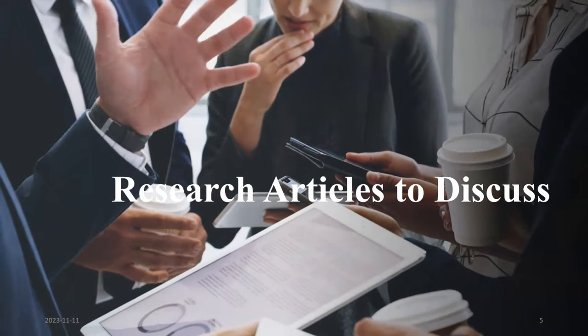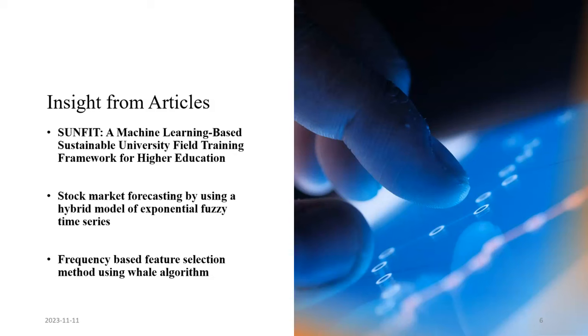So the first of the three research articles I would be discussing, we call it SunFit for short. SunFit is an acronym for Sustainable University Field Training Framework. Basically, this is a framework which we designed to assess the performance of students who are working in industry outside, after completing or before completing their bachelor's degree. We expose the students to the outer world, to the industry, so that they could comprehend the industry and they could work.